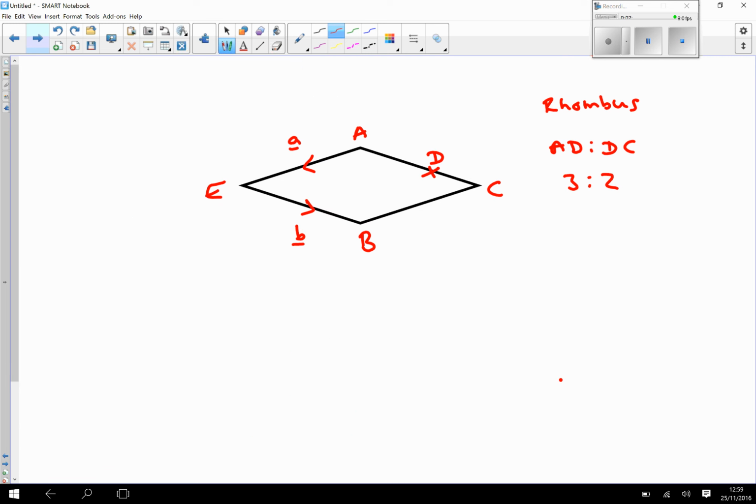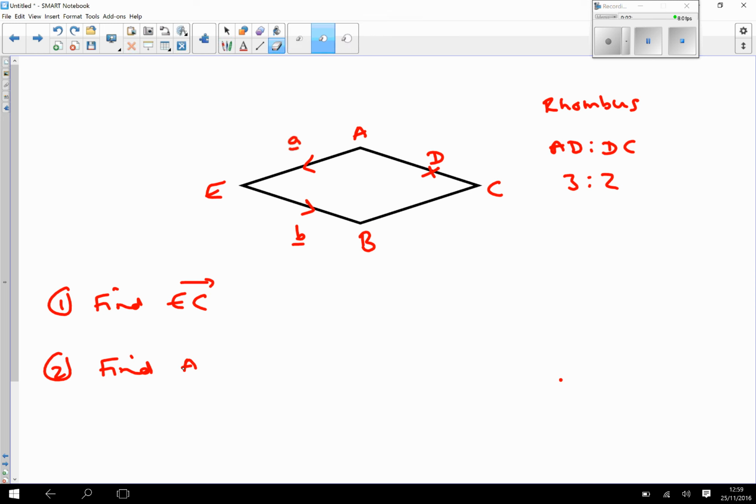So now a question I'd like you to have a go at. I'd like you to find me first, please, the vector EC. And then secondly, find me the vector ED. Just a hint, take real care with the direction of your vectors.